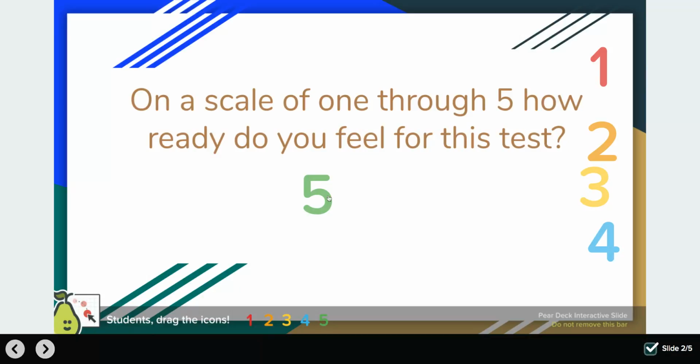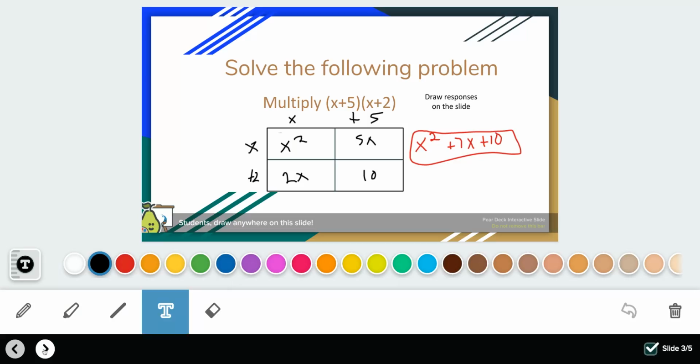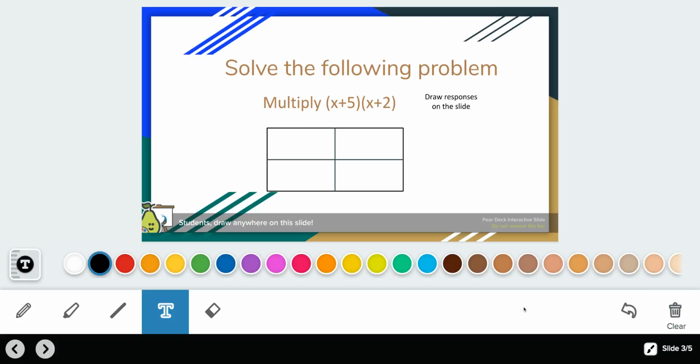Okay, for this slide, I noticed that you guys already figured it out, but basically just grab the numbers here, how ready you feel for the test. So me, I feel 5, right? I feel good. I'm ready to take this test. That was easy. All right, let me do this one again.